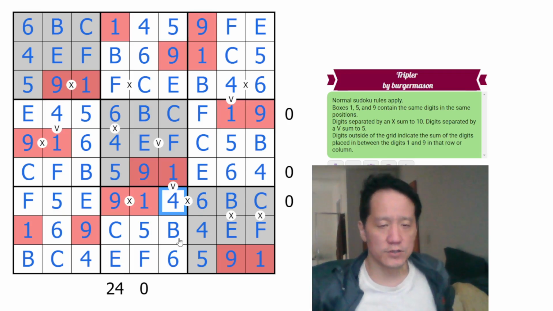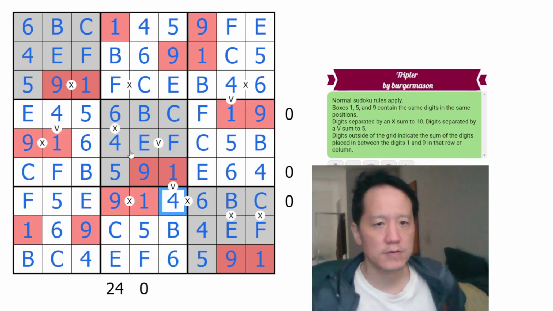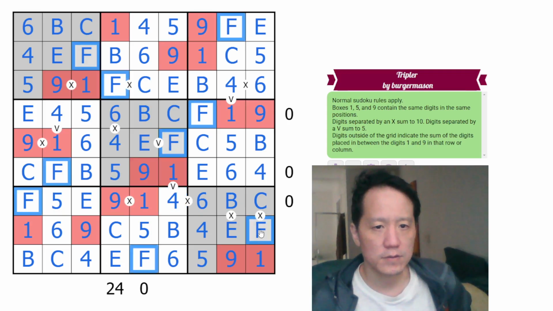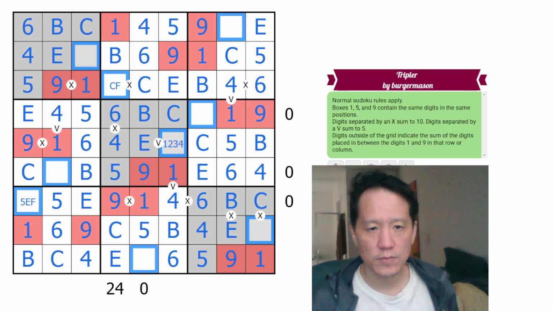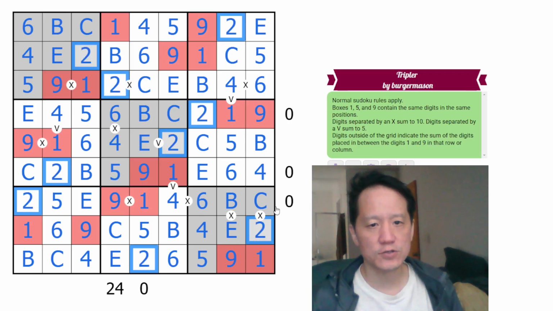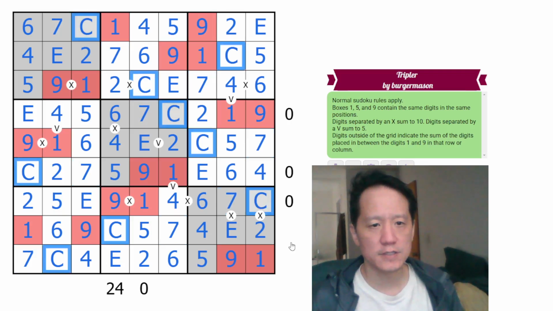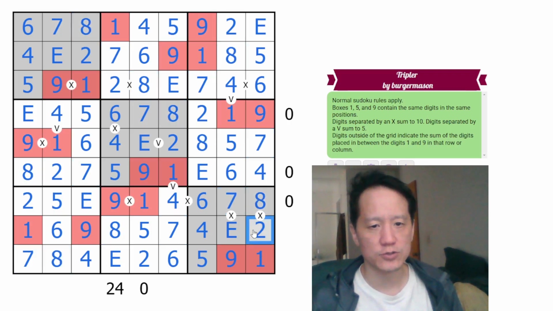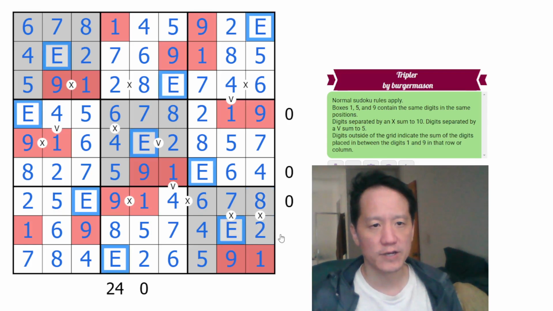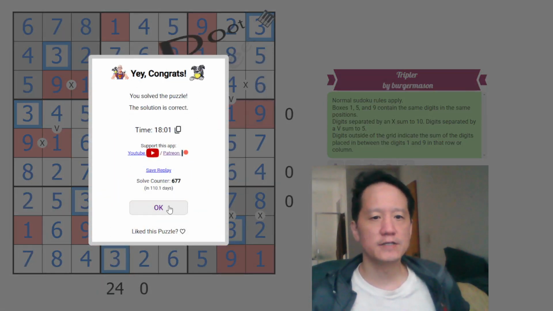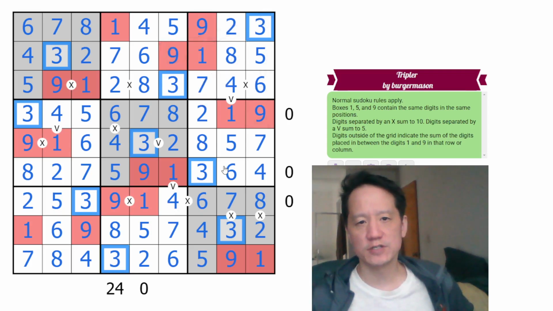Okay, so F is 2 or 7. And it has to be a low, so therefore F is the 2. So F is 2. B has to be a 7. C is an 8 to add up to 10 with a 2. And E must be the 3. And that's 3 in the corner, and we've solved it.